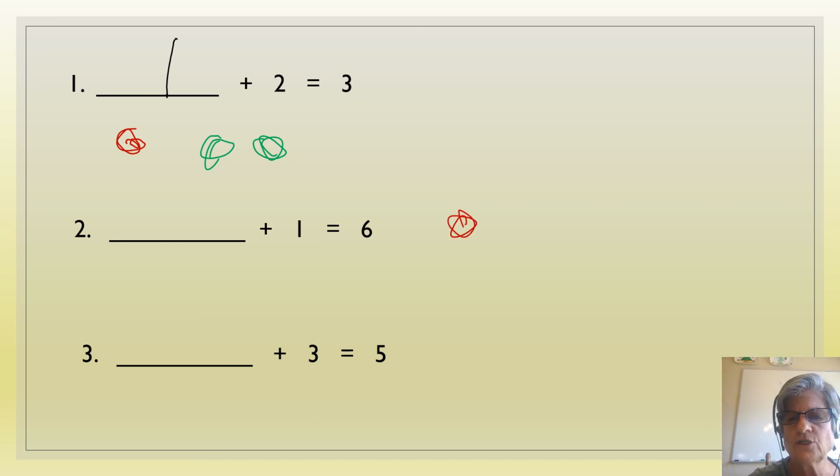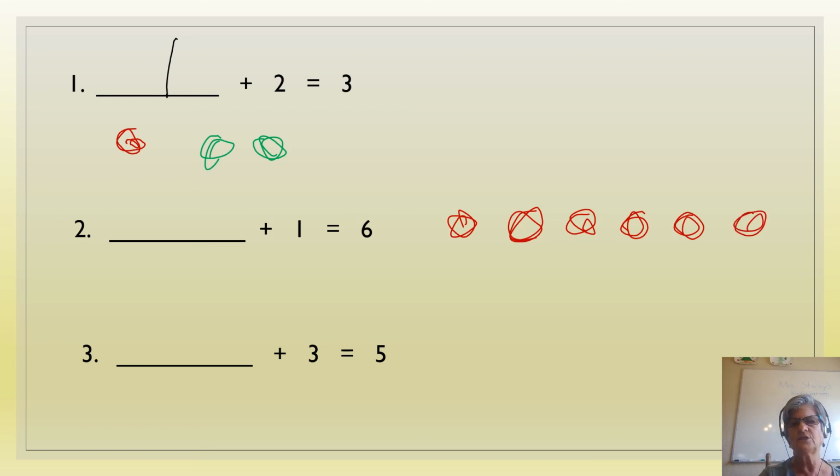1, 2, 3, 4, 5, 6. And then I go back and count. 1, 2, 3, 4, 5, 6. And I do have 6. Now, I know I have 1 already. So I'm going to take another color and I'm just going to cross out 1 circle. I crossed out 1 circle. Now I want to see how many are left. 1, 2, 3, 4, 5.